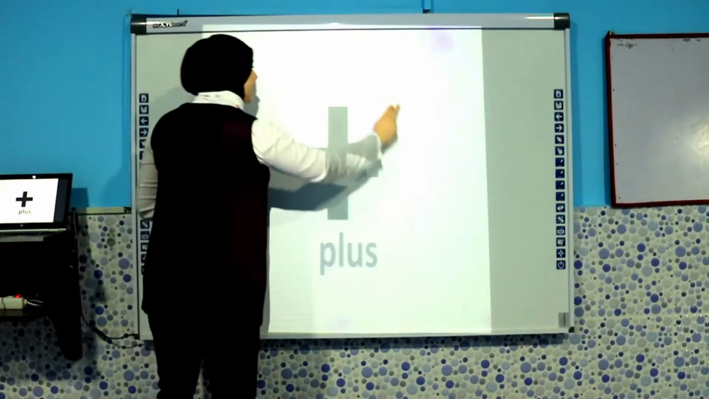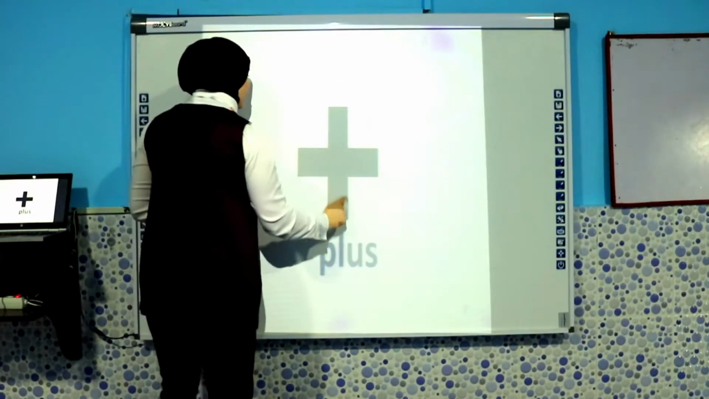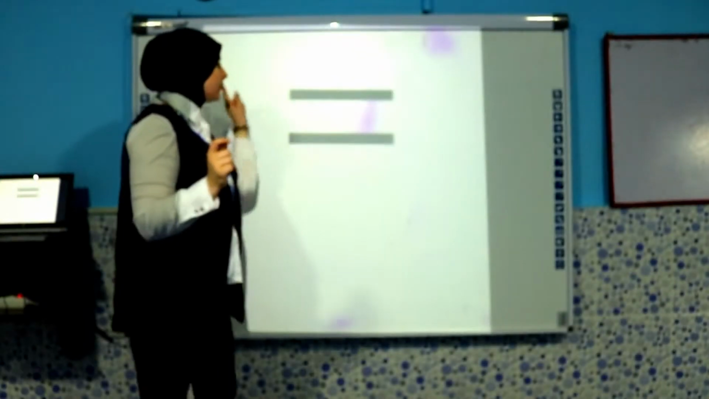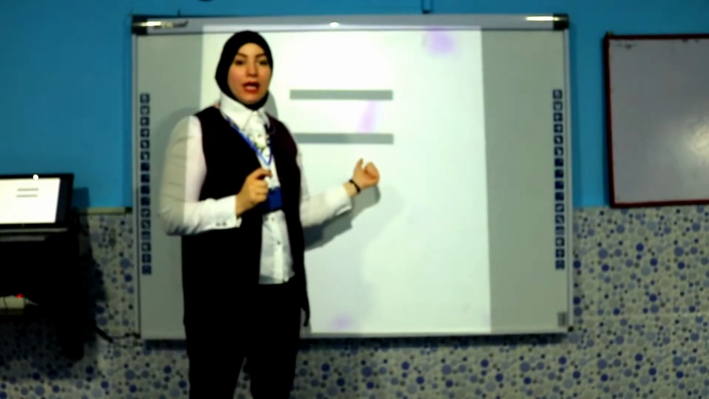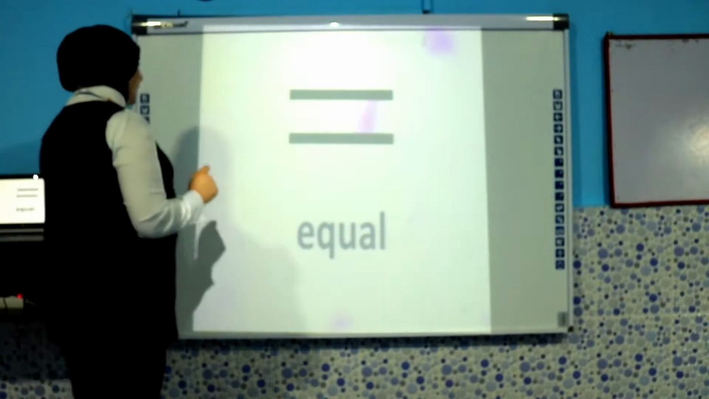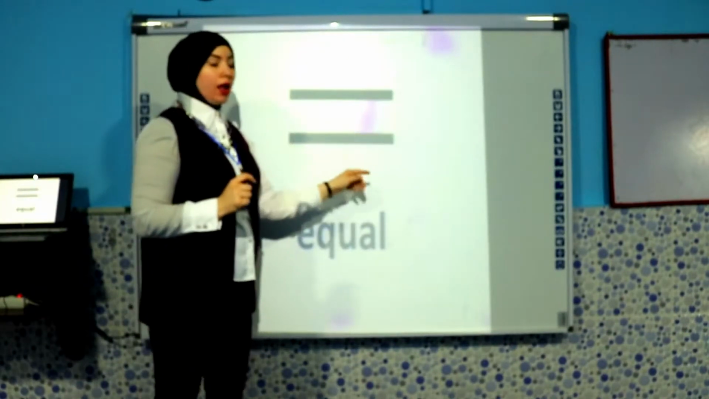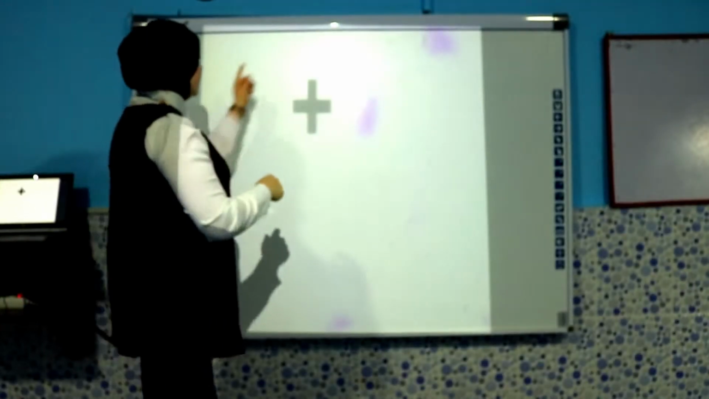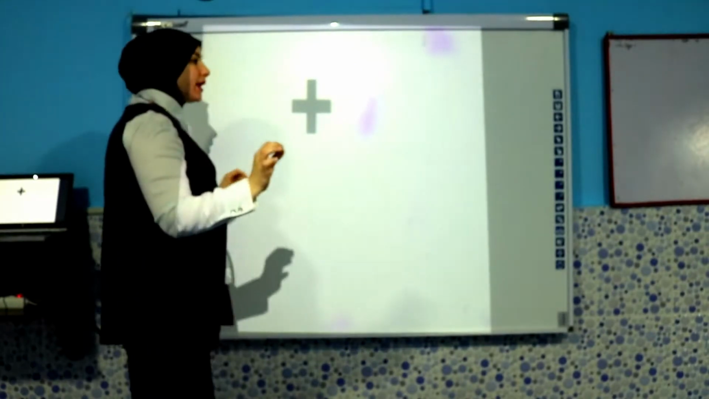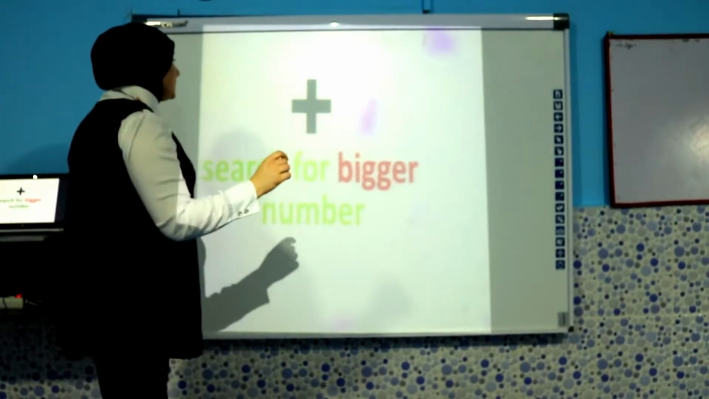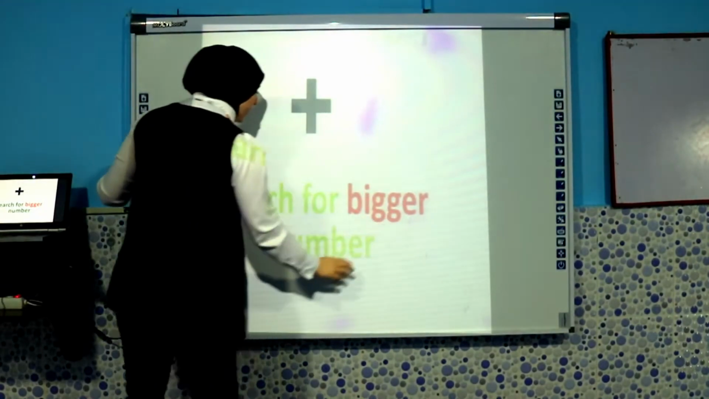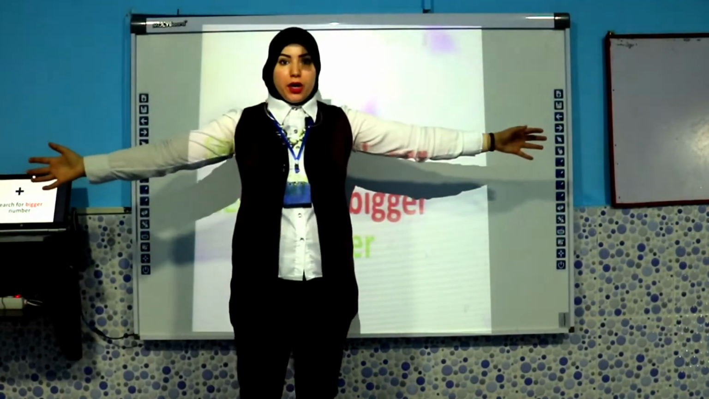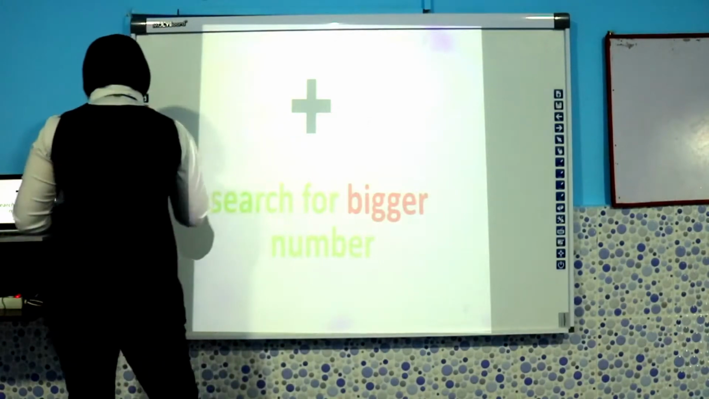So, the first sign that we have is plus. Let's see the other sign. Who can tell me what this is? Yes, it's equal. It's called equal. So, plus is searching for the bigger number. When I see plus, I'm searching for the bigger number because she's very, very hungry.